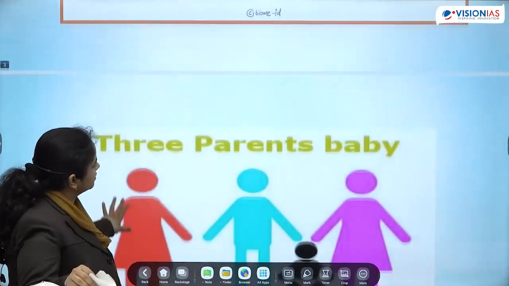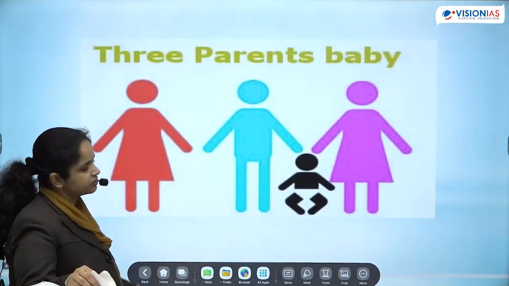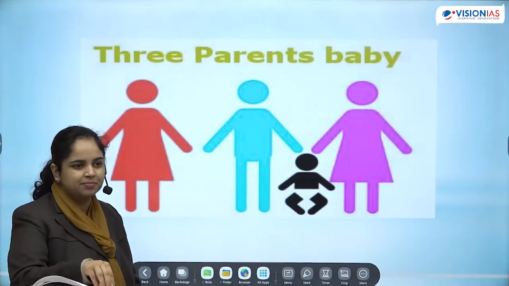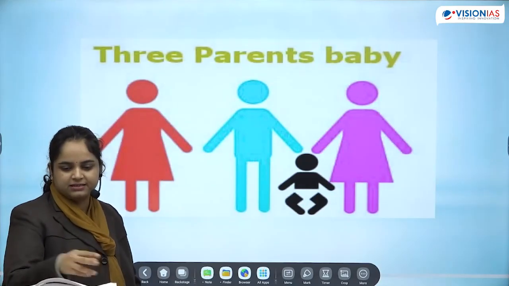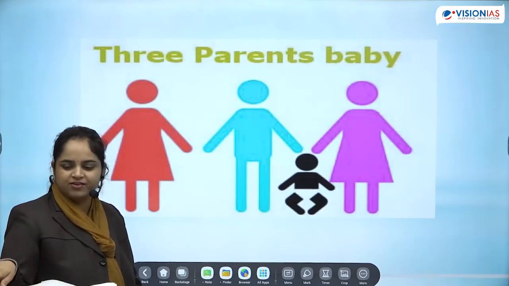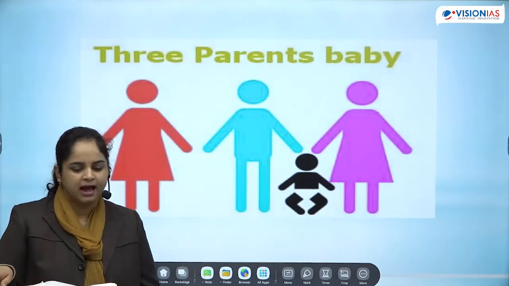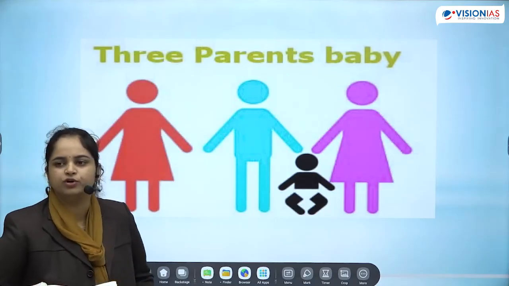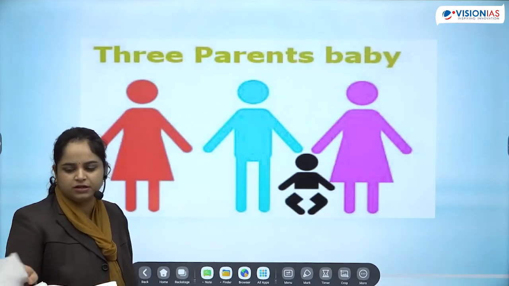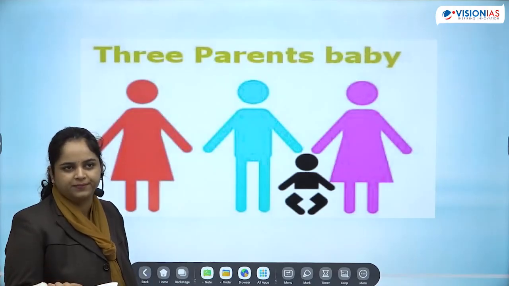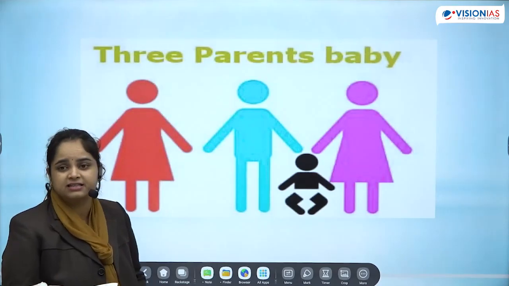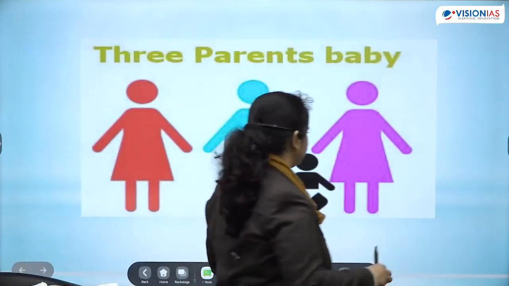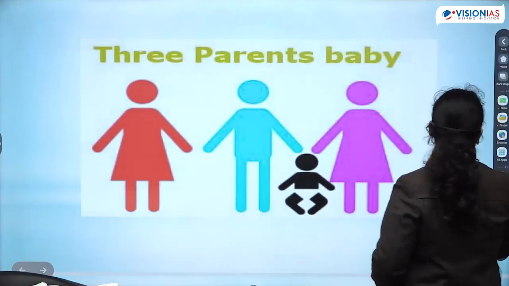Going on further, the technology with which we start today is called the 3-parent baby. When we studied cloning, we said that we are going to have a single parent, and that single parent is the only one whose characteristics are going to be expressed in the baby, because we were trying to make an exact copy. यहाँ पे we are saying this is a 3-parent baby. So let's see what is the logic behind this, how this will work.